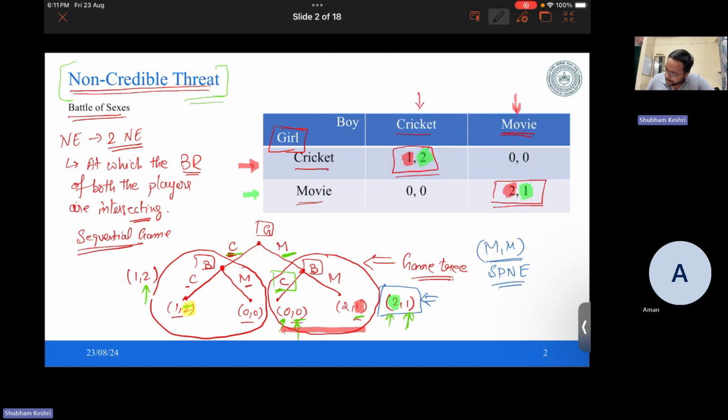Suppose his utility over here was not 0 and it was 1. Suppose his utility in this case, when the girl is playing movie and the boy is playing cricket, was 1, the utility of the boy, then this threat would have been credible.